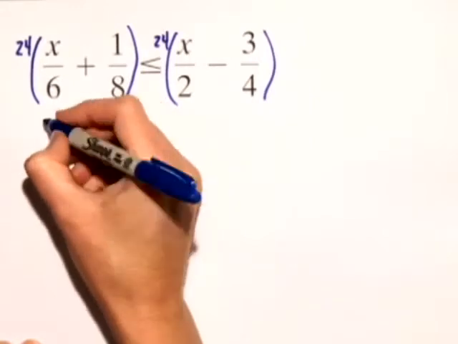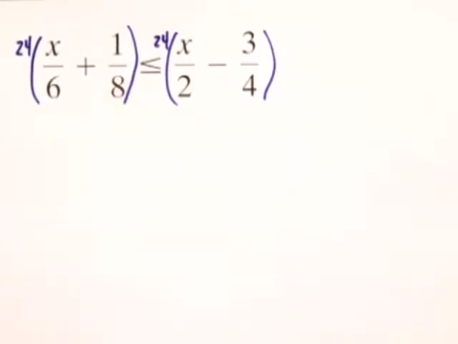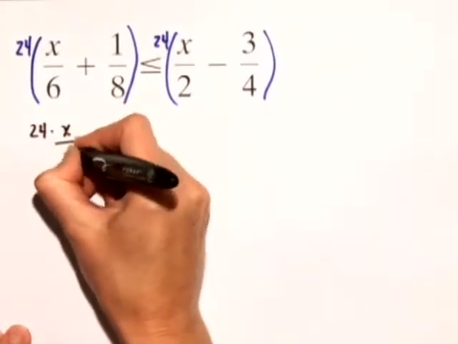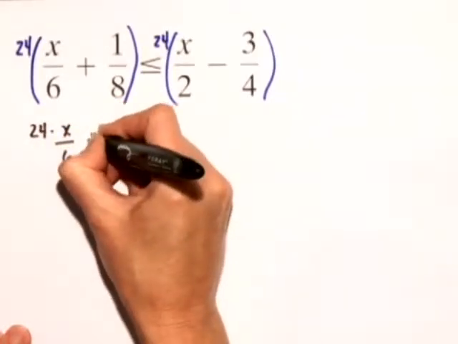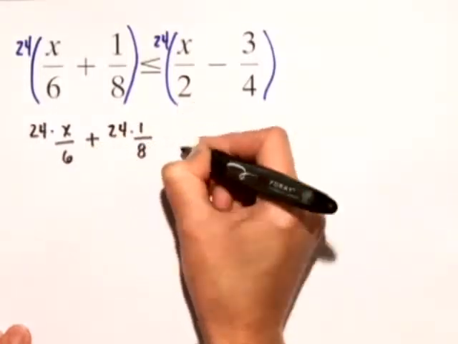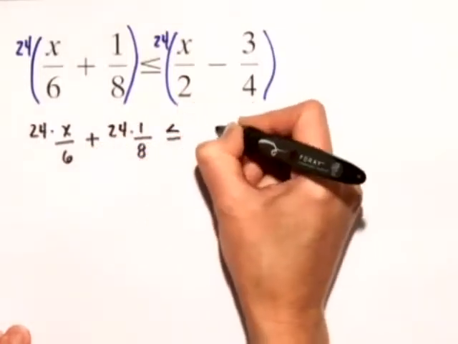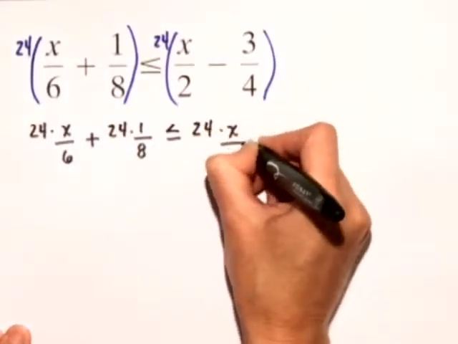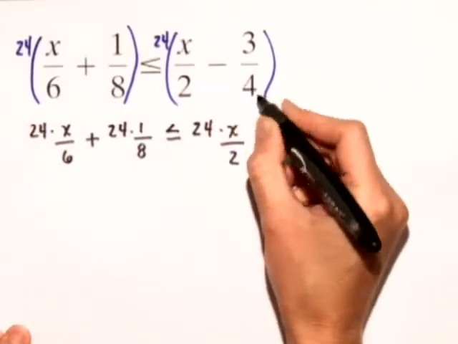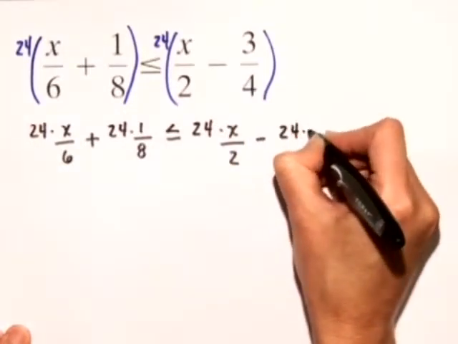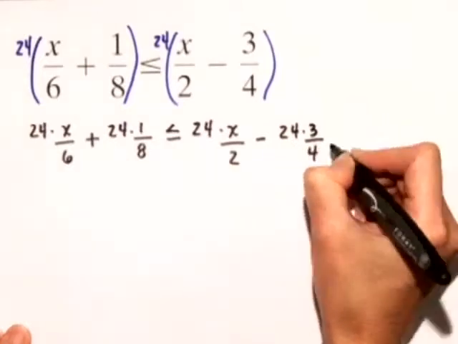So when we do that, we're going to have 24 times x over 6. We distribute through and we get plus 24 times 1/8 is less than or equal to, on the right, 24 times x over 2. Again, distribute the 24 through and we get minus 24 times 3 over 4.